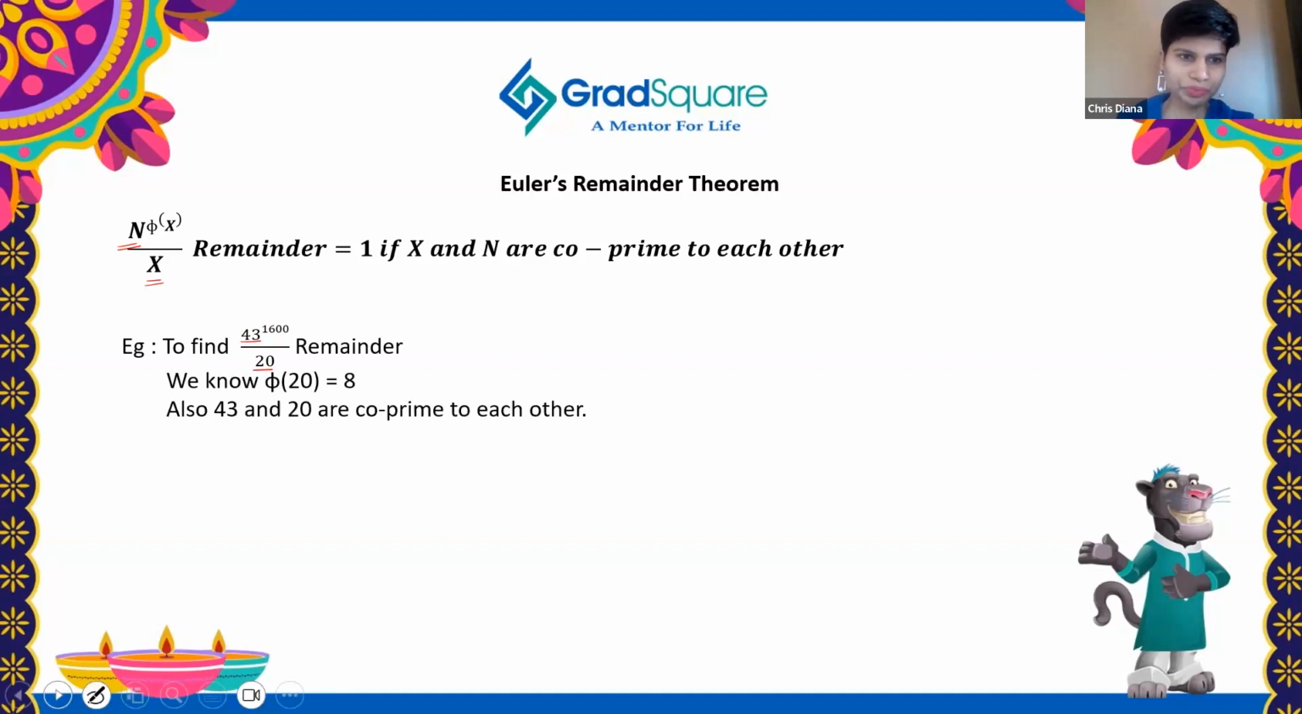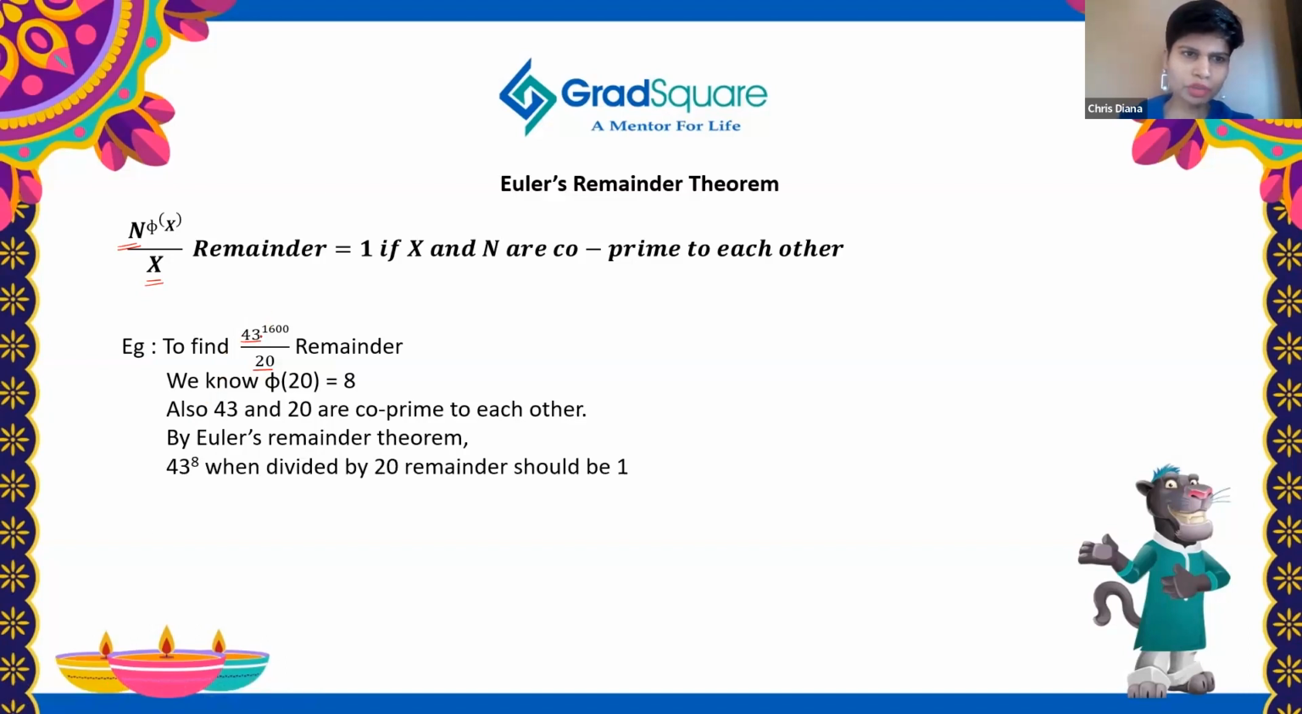So here, as per Euler's remainder theorem, I can say that 43 to the power phi of x, that is 43 to the power phi of 20 or 43 power 8, when divided by 20, the remainder should always be 1. Now, how do I express this whole thing in terms of 43 to the power 8 to the power something? So 43 to the power 8 whole power 200 gives you 43 power 1600. So when you divide that by 20, I know by Euler's remainder theorem, 43 power 8 divided by 20 remainder is 1. 1 power 200 is going to be 1. Got it? So this is how we apply Euler's remainder theorem.